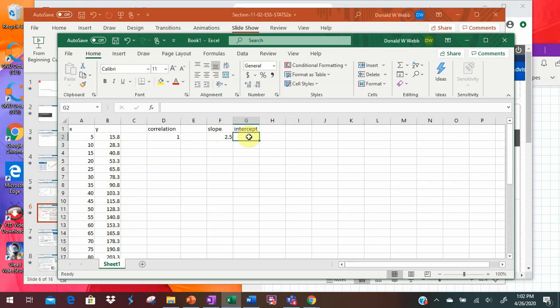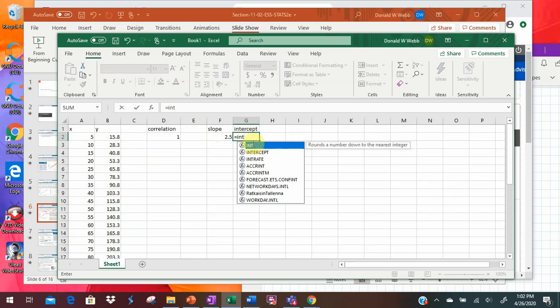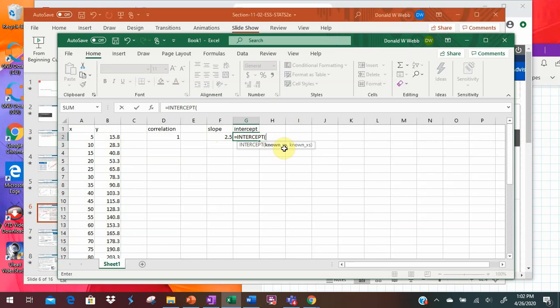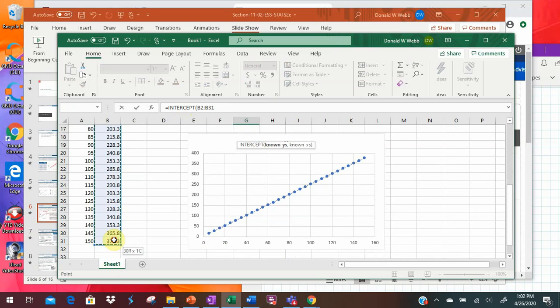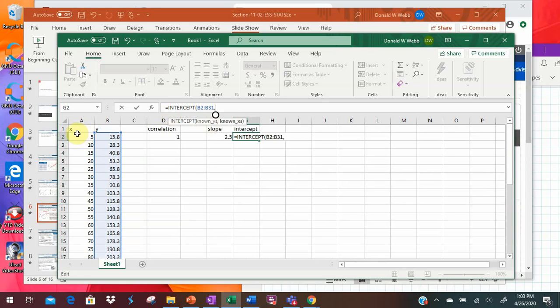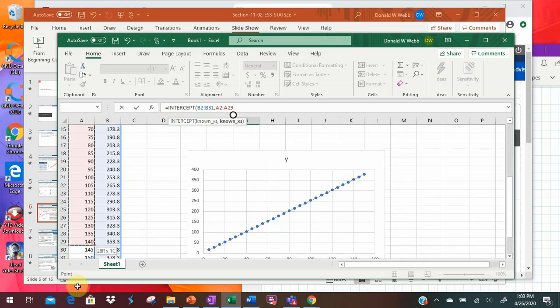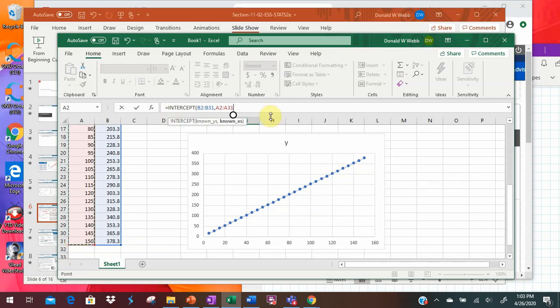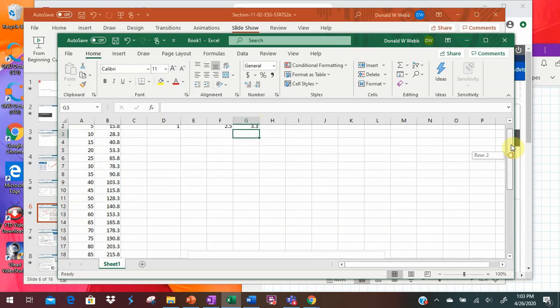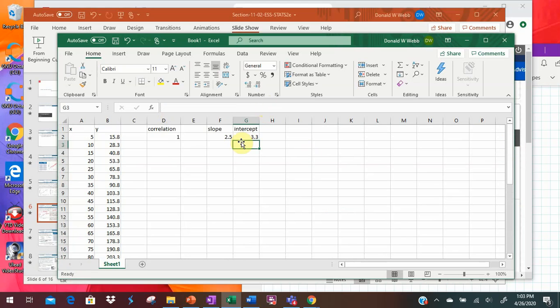For our intercept, this is how we calculate those: equals INTERCEPT. Known y's, known x's. There's our known y's, and then our known x's, and that's the intercept.